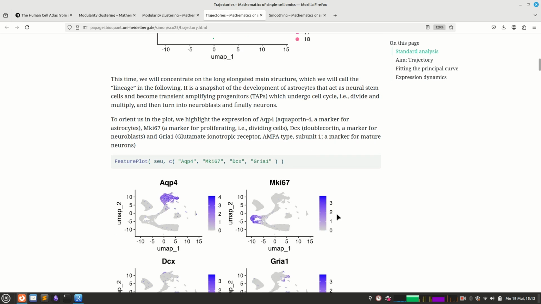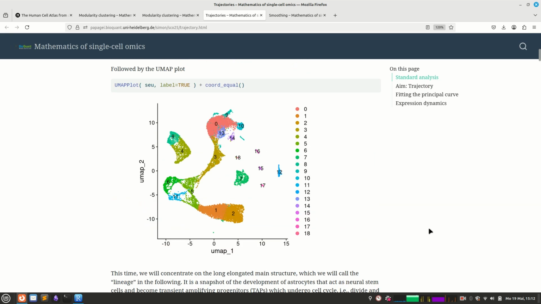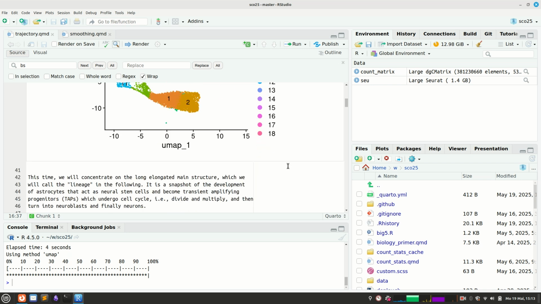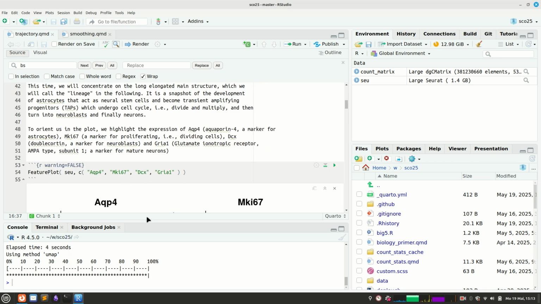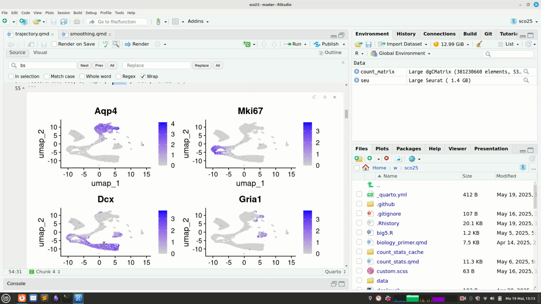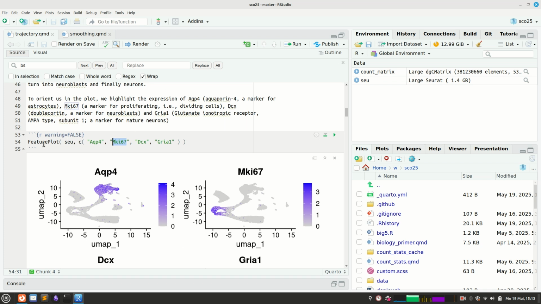So what we do for that is, first we need to orient ourselves in the plot. And when I looked at this, I didn't even remember what was the start and what was the end. But I did remember that there are certain genes which are typical for the start and the end. Aquaporin 4 is a gene which is expressed in astrocytes and stem cells. MKI67 is a gene which is always expressed when a cell is dividing its DNA. Doublecortin is expressed in neurons and developing neurons, and GRIA1 in mature neurons.